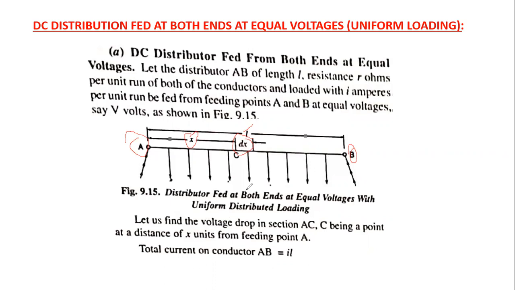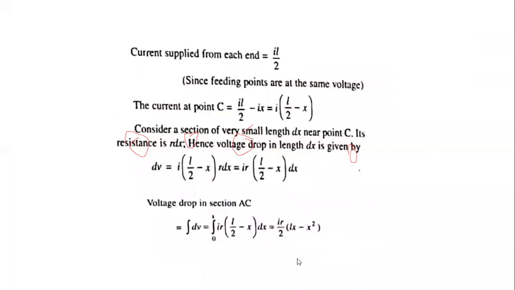Let us find the voltage drop across the section A to C, C being a point at a distance of x meters from the feeding point A. Therefore, the total current on the conductor AB is I into L, where I is the current per unit length of the distributor and L is the total length of the distributor.